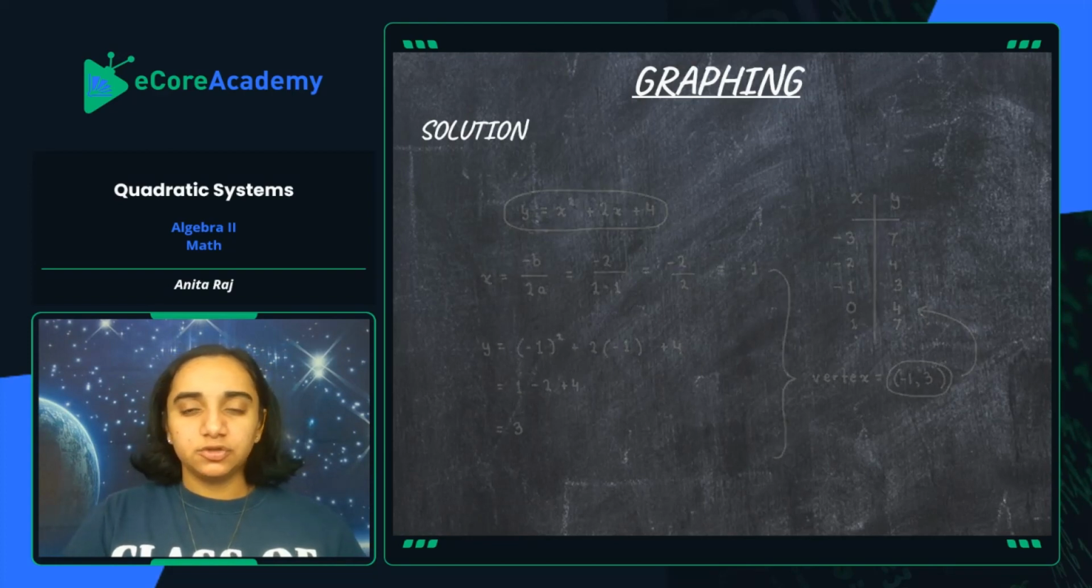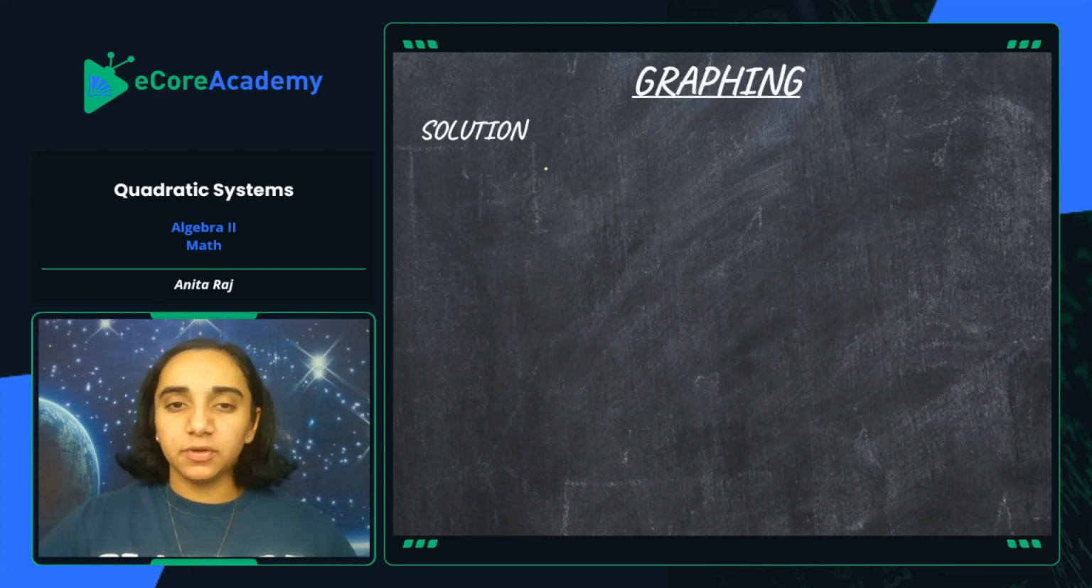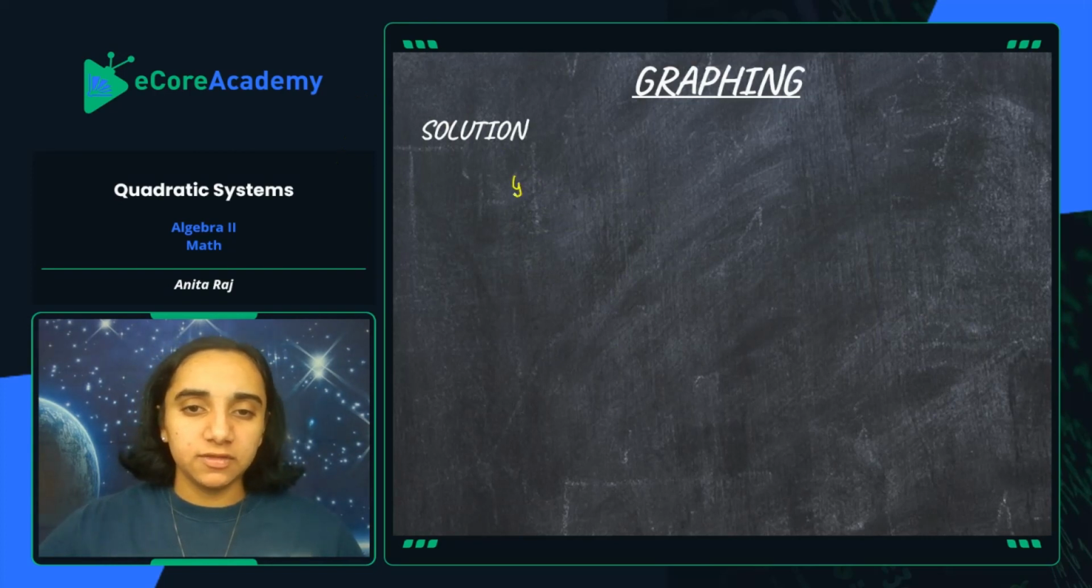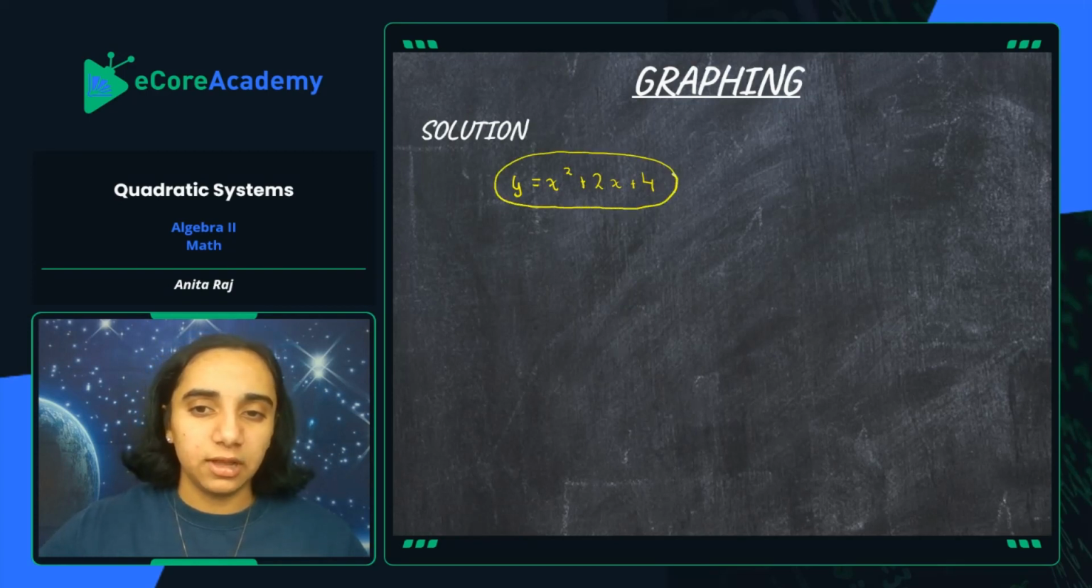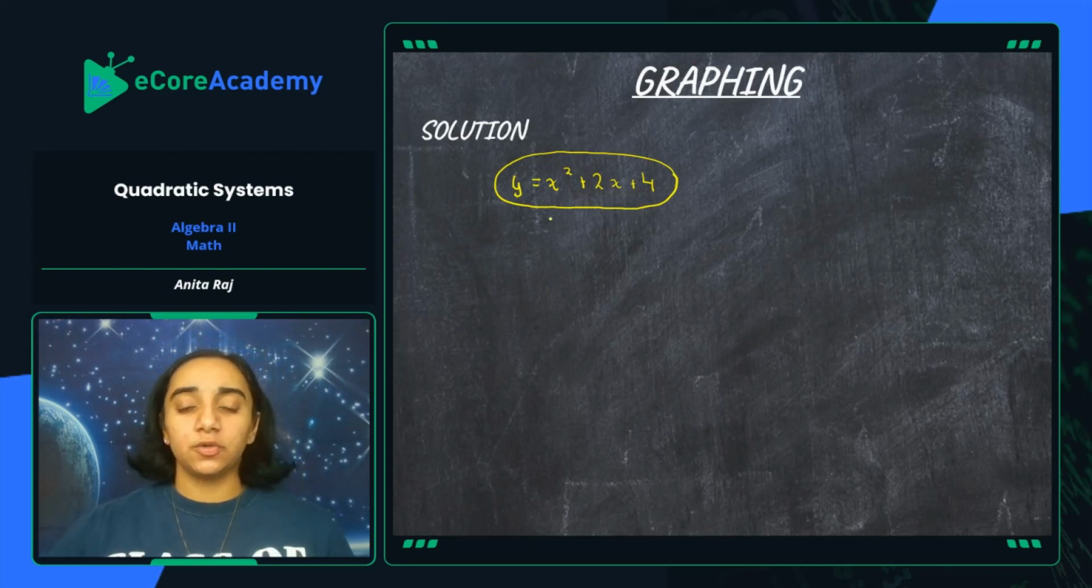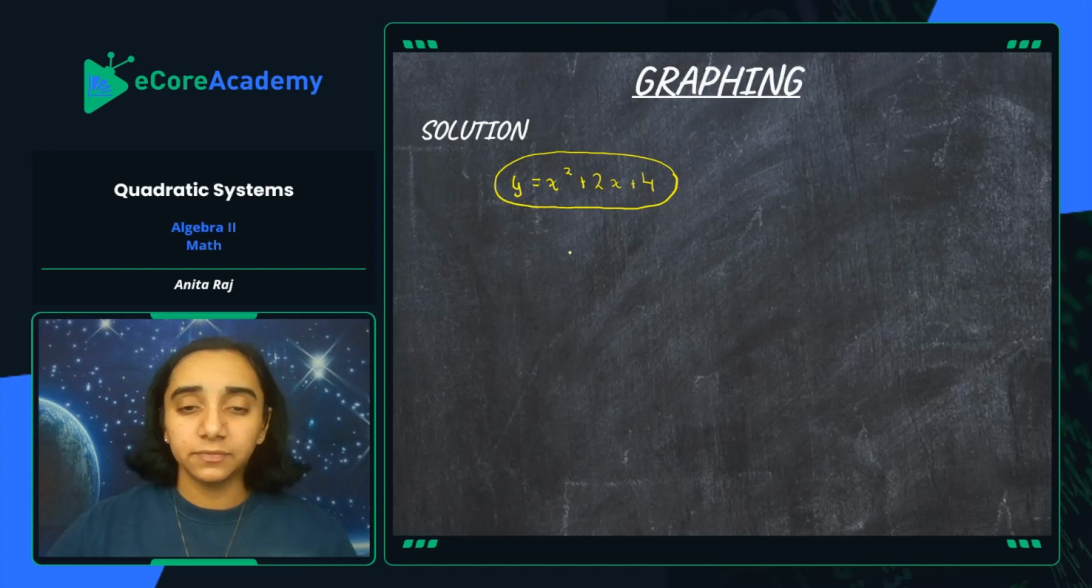So I'm going to be reviewing this with you. Remember, our quadratic equation that we're working with in this system is y equals x squared plus 2x plus 4. So we're going to refer back to this while we're constructing our XY table so that we can come up with 5 points that we can plot, so that we can actually show this quadratic equation as a parabola graphed on the coordinate plane.